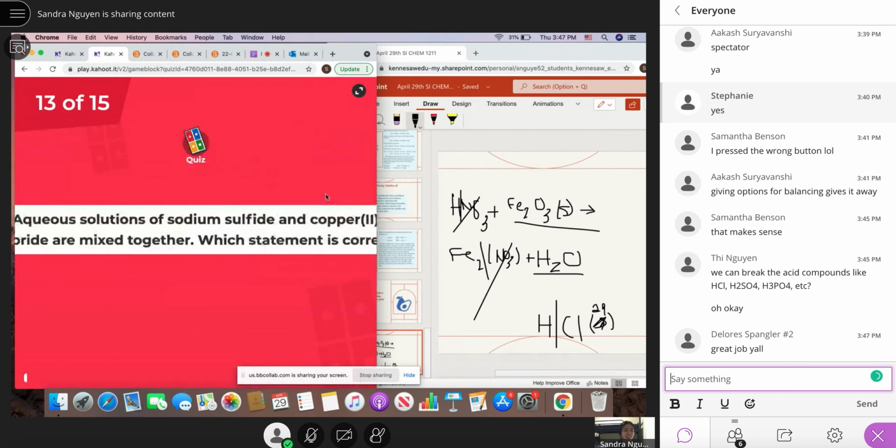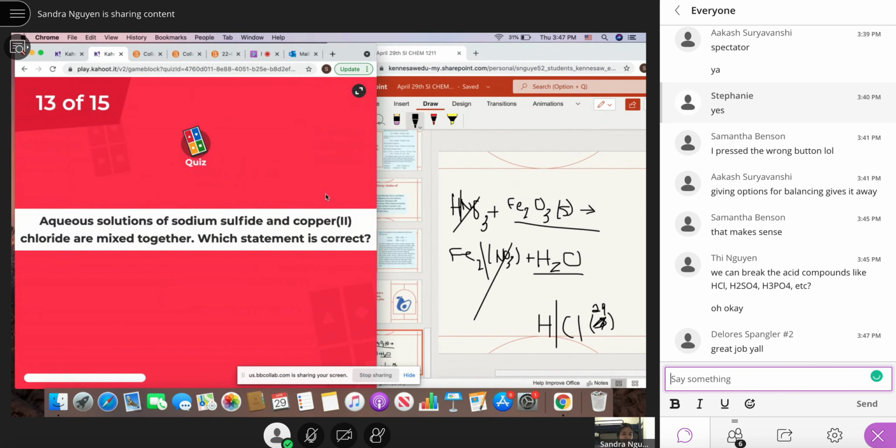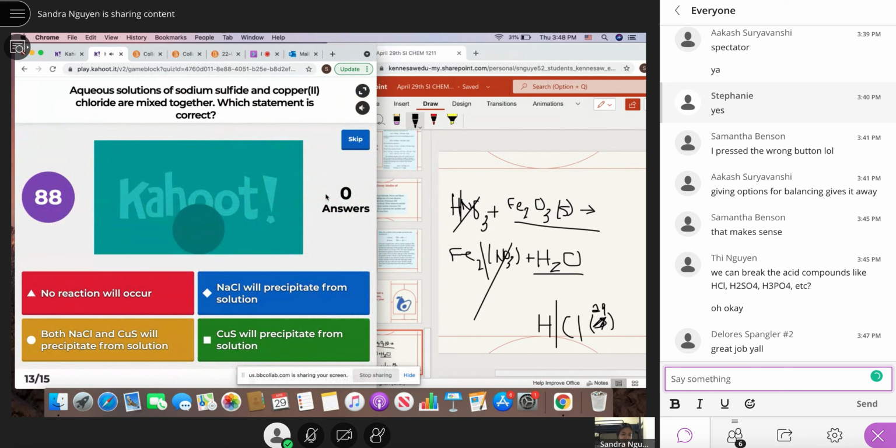That's awesome. Okay, 13. So you mix sodium sulfide and copper(II) chloride. What statement is correct? Again, this is a precipitate reaction from 8.6.